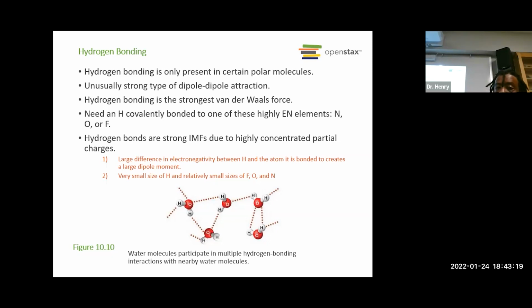Okay, and things that are going to form hydrogen bonds: when you have a hydrogen that's covalently bonded to an oxygen, a fluorine, or a nitrogen, those molecules are going to be able to form hydrogen bonds with each other. Those are going to be stronger than dispersion forces, and stronger than dipole-dipole, right?